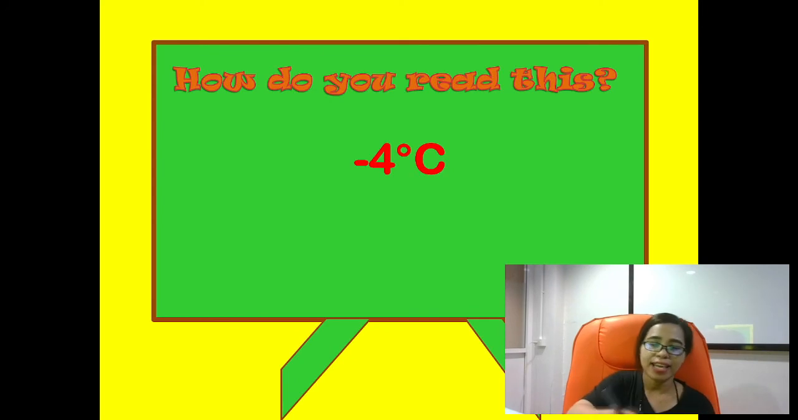Okay, next is another temperature. Okay, but the difference there, we have the minus sign. We have 4 and the degree symbol and the capital C for Celsius. So how are we going to read it, everyone? This is minus 4 degrees Celsius. So let's take a look if it is correct. Okay, it's correct.